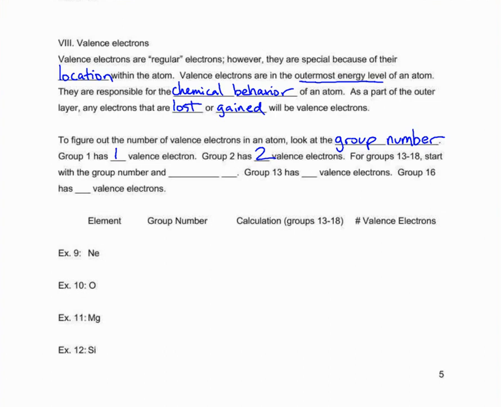Then we're going to pick back up for groups 13 through 18. So what we have to do is start with the group number. To find the number of valence electrons, we subtract 10. So group 13 would have 3 valence electrons. 13 minus 10 is 3. Group 16 would have 6 valence electrons.